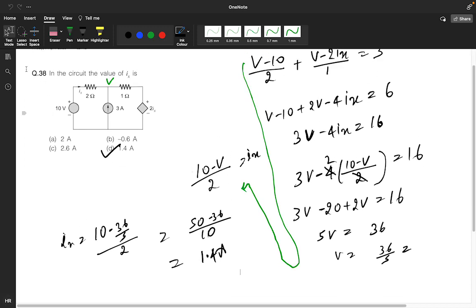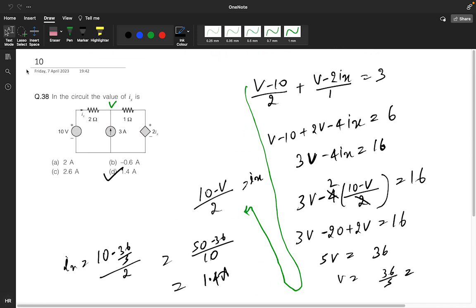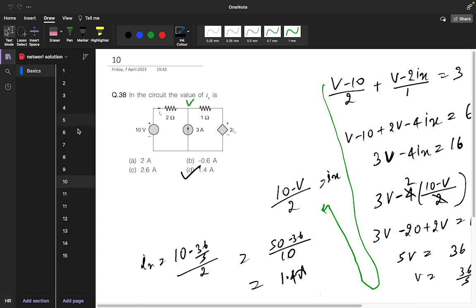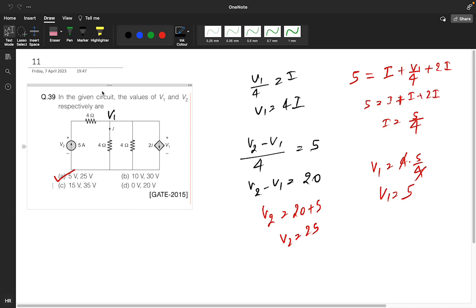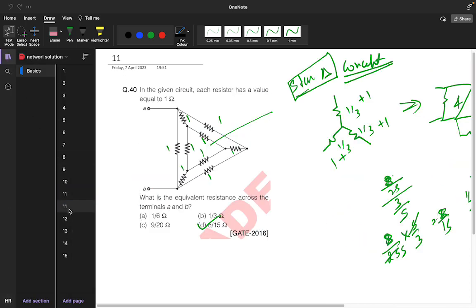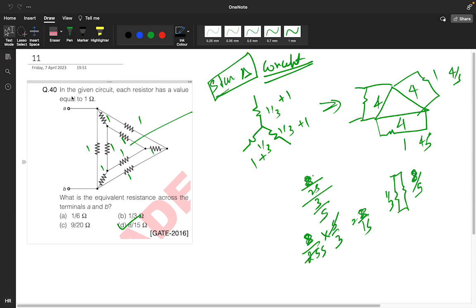Okay, look at this part. And in this question, in the given circuit, you need to find the values of V1 and V2. Okay, so it was also very easy. Apply the nodal analysis, just apply and get the results. So what you will do, V1 by 4 will be I. Put the value of I here, get the result. Okay, try by yourself, then only you will understand this.